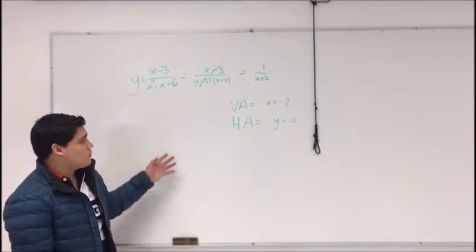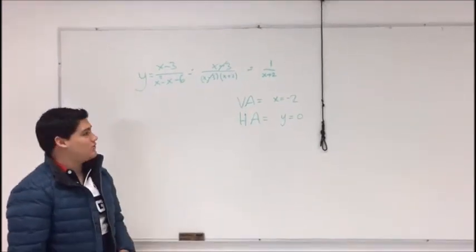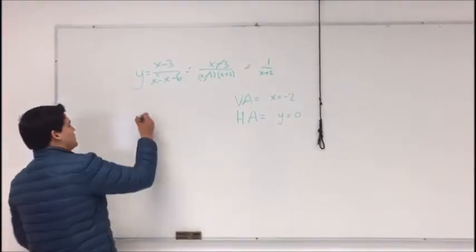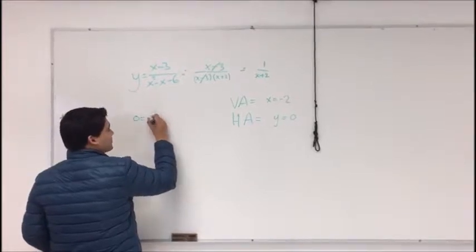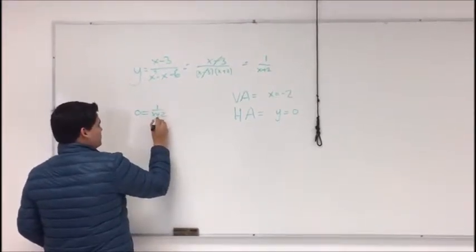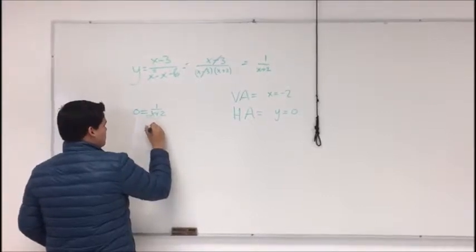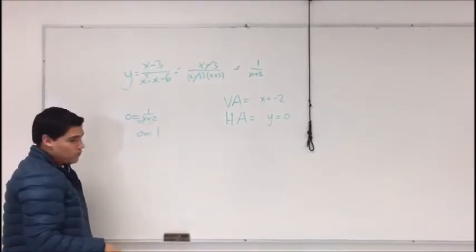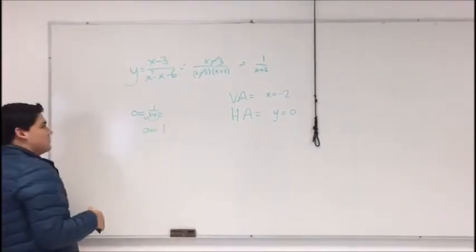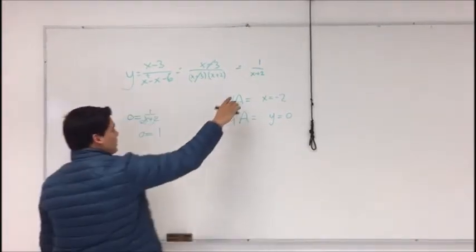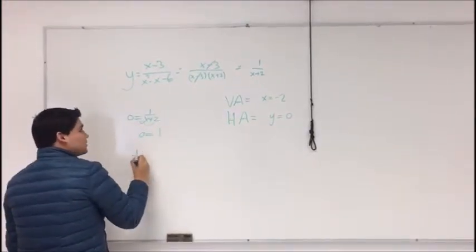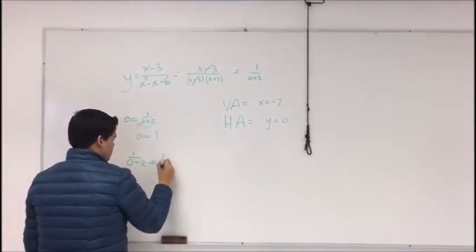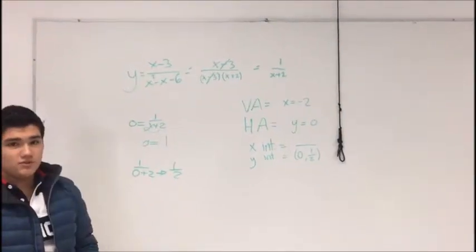Okay, now we need to find the x and y intercepts from the simplified form. So to find the x-intercept, we need to set y equals 0. So like this, 0 equals 1 over x plus 2. Then you move this part over there. So 0 equals 1. And because the x is removed completely, there's no x-intercept. And to find the y-intercept, we need to set x equals 0. So 1 divided by 0 plus 2. So 1 over 2.